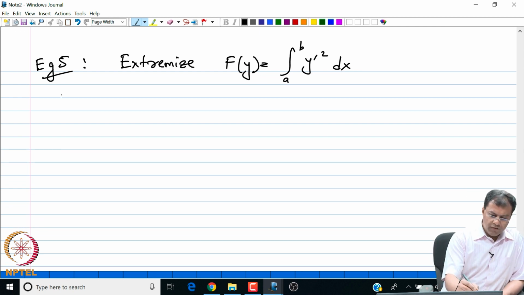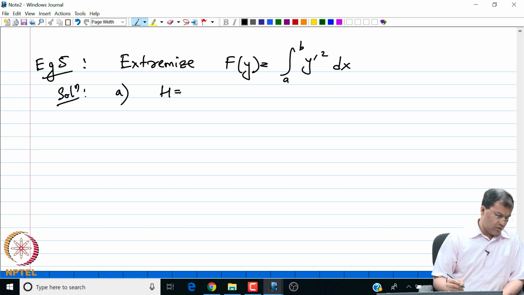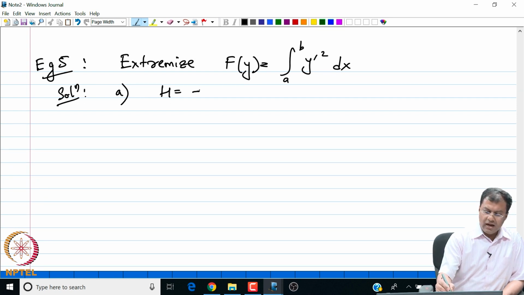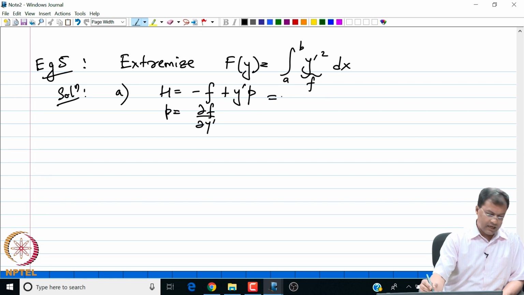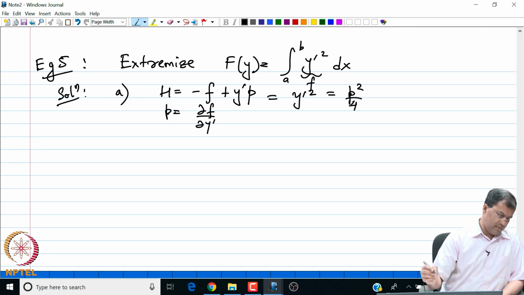Okay. So the first step, step A, is to find the Hamiltonian. In our previous lecture we have shown that if this is my f, my Hamiltonian is given by minus f plus y prime p, where my p is partial f partial y prime. So by plugging in the value of f, I see that this is equal to y prime square, and this is also equal to p square by 4.